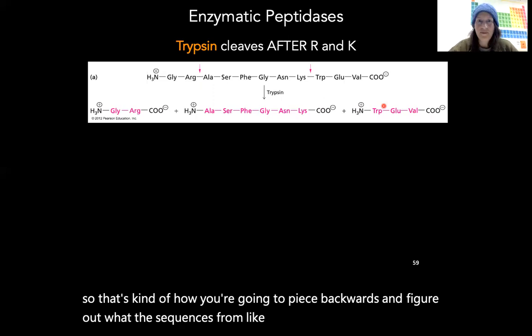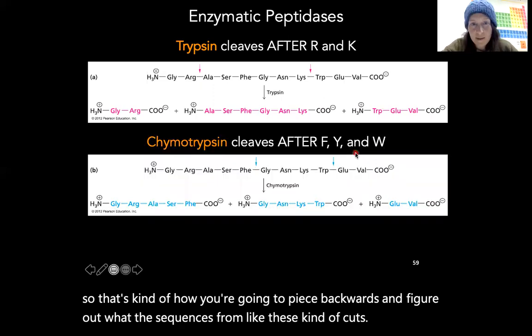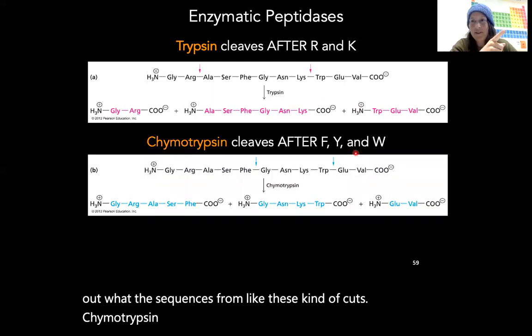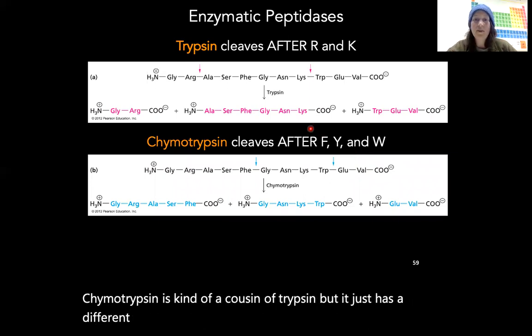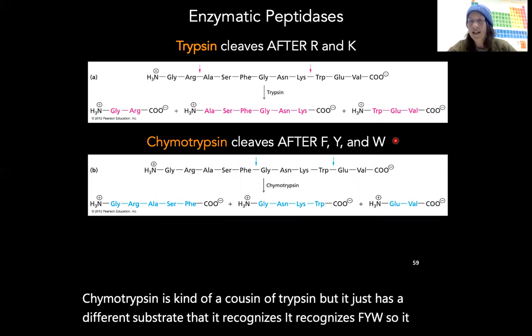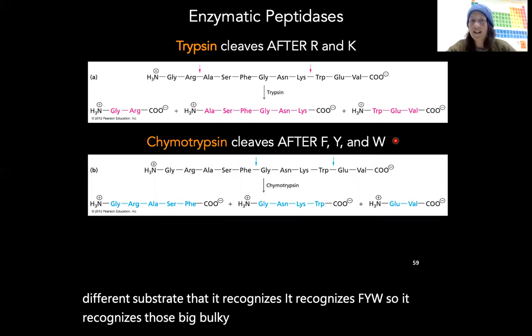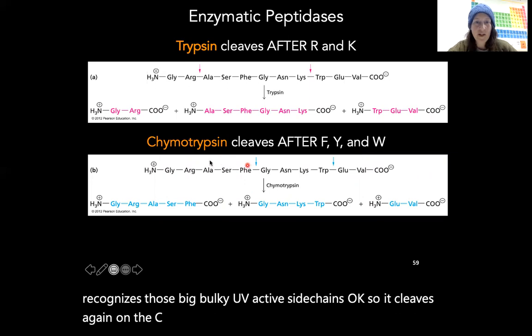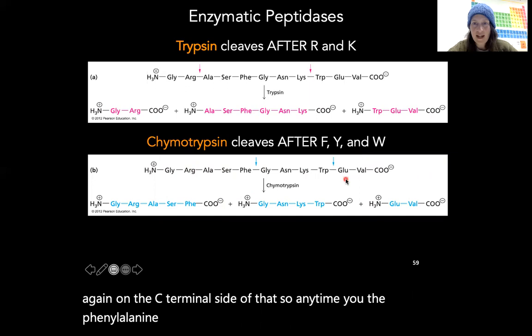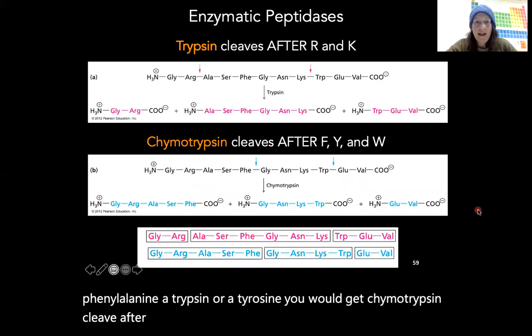So that's how you're going to piece backwards and figure out what the sequence is from these cuts. Chymotrypsin is kind of a cousin of trypsin, but it just has a different substrate that it recognizes. It recognizes F, Y, and W, those big, bulky, UV-active side chains. It cleaves again on the C-terminal side of that. So anytime you see a phenylalanine, a tryptophan, or a tyrosine, you would get chymotrypsin to cleave after that.